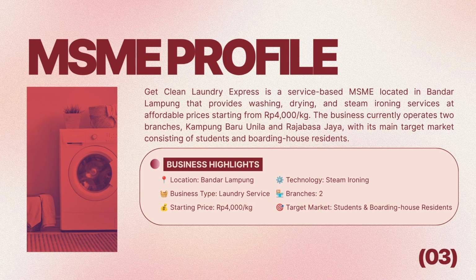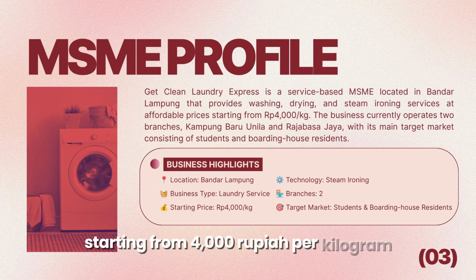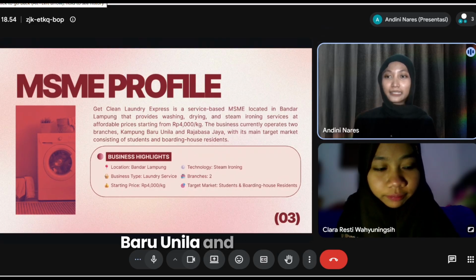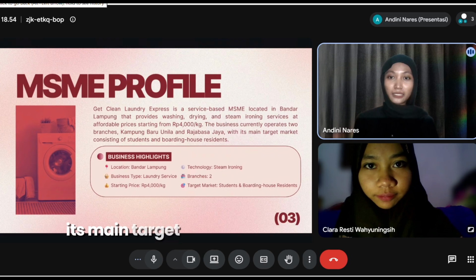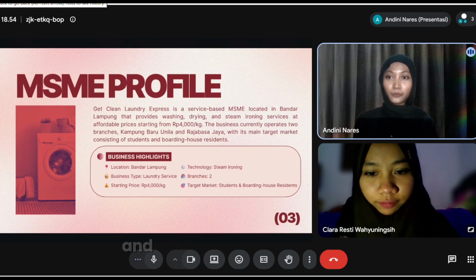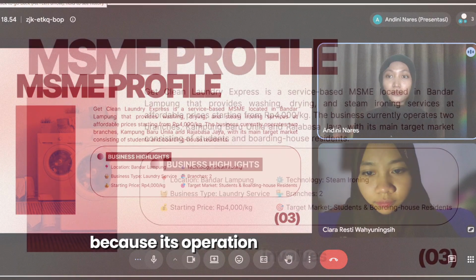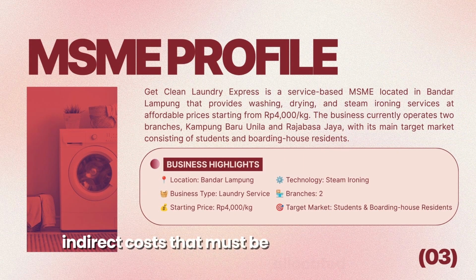Okay, now let's introduce the company. Get Clean Laundry Express is a service-based MSME located in Bandar Lampung. The company provides washing, drying, and steam ironing services with affordable prices starting from 4,000 rupiah per kilogram. Currently, the business operates two branches located in Kampung Baru Unila and Rajabasa Jaya. Its main target market consists of university students and boarding house residents because they frequently require laundry services. And this business was selected because its operation involves several indirect costs that must be allocated properly.